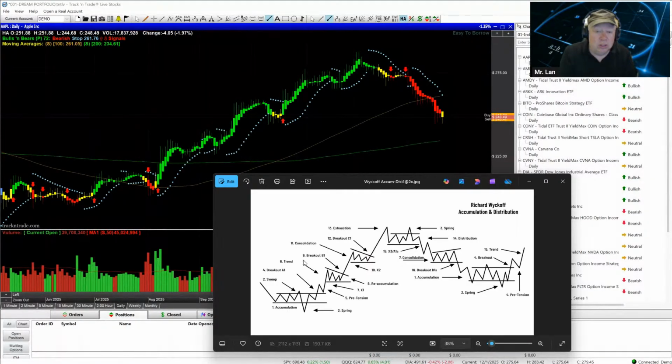All right, so this is what you do. We go through what we call the accumulation stage right down in here. See this? This is the accumulation stage in Apple. And then you can start to see it going up through the multi-drive pattern.